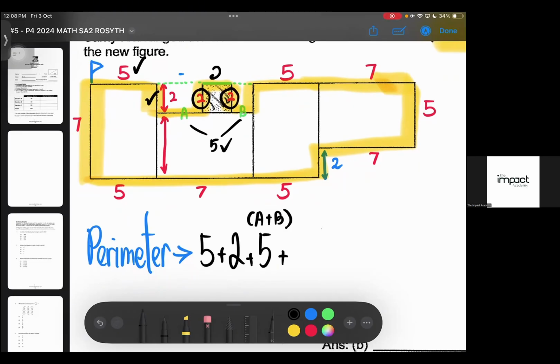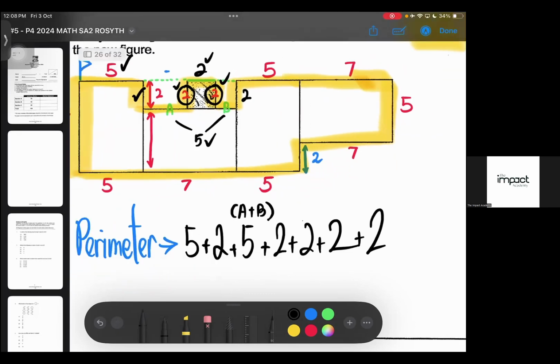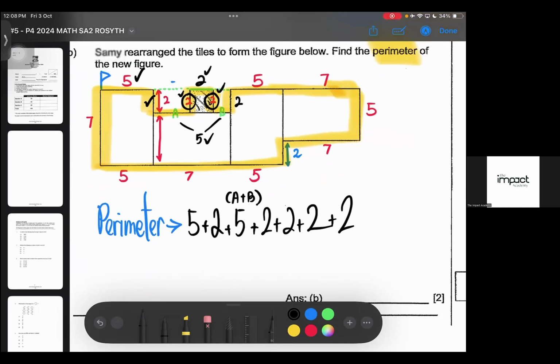There's a 2 over here, then there's another 2 over here. So that's 2 plus 2 plus 2. All of these are done. Then when I go up, I have another 2 over here. So I will just add another 2. You understand? Next number, I want you to help me with the next number. What's the next number that I can add?